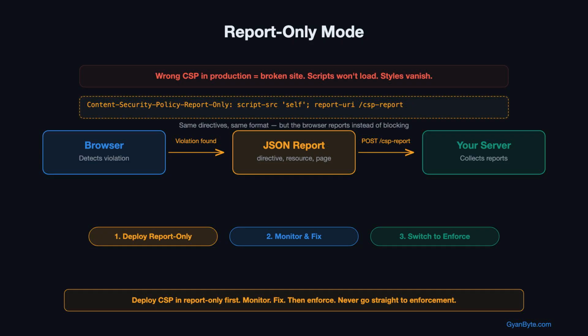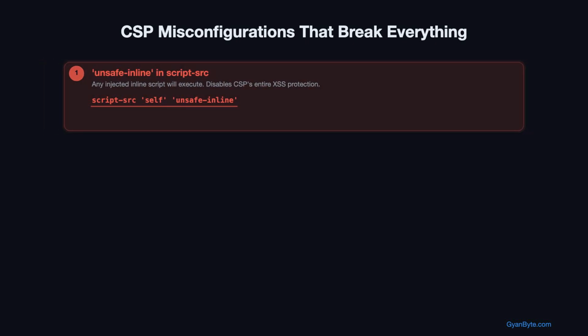Deploy CSP in report-only first. Monitor, fix, then enforce. Never go straight to enforcement in production. CSP is only as strong as how you configure it, and these three mistakes make it completely useless.